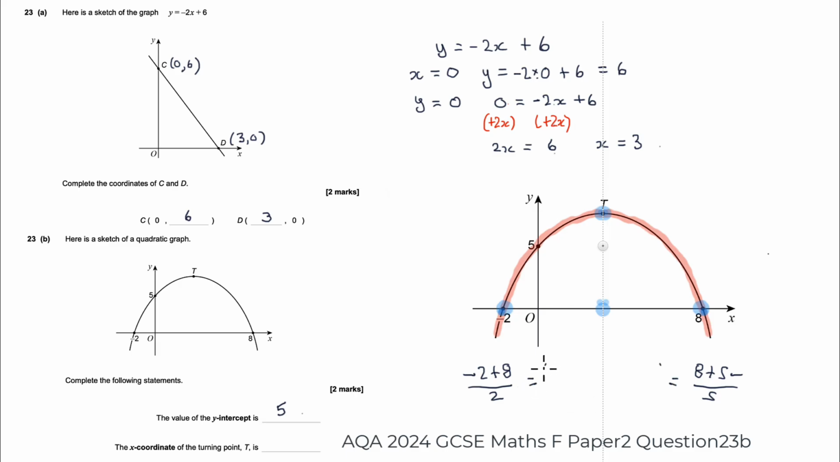That gives me 6/2, which is 3. And there's the mirror image of my answer. So the x-coordinate of the turning point is 3. It'll be 3. So we have a 3 there.